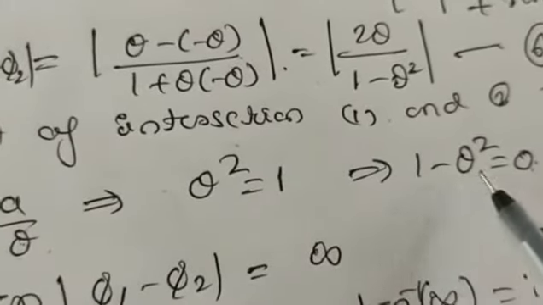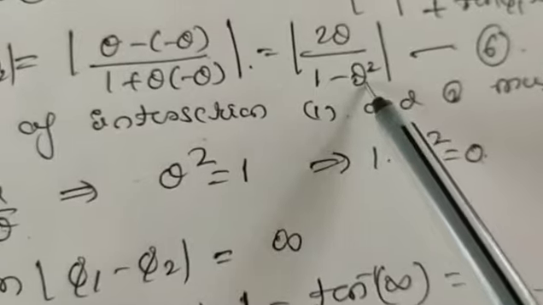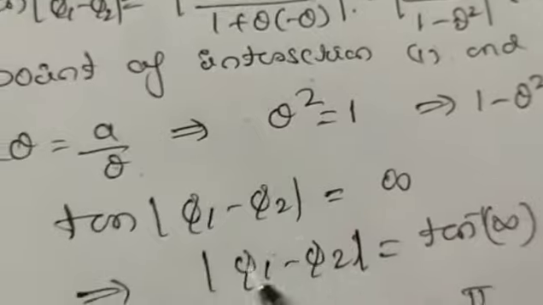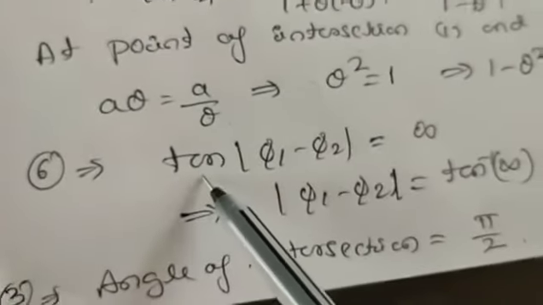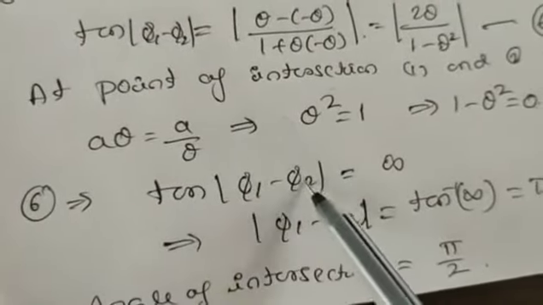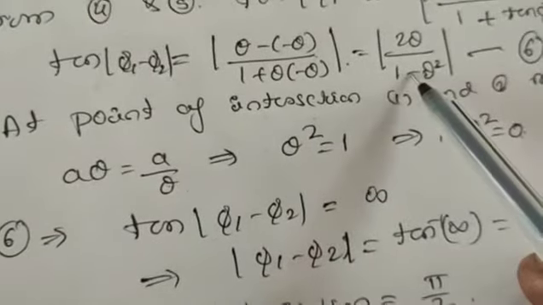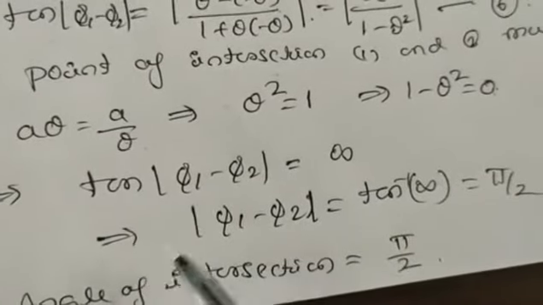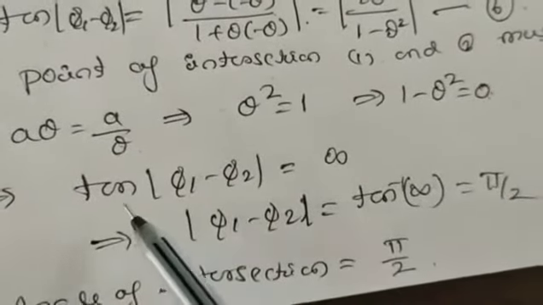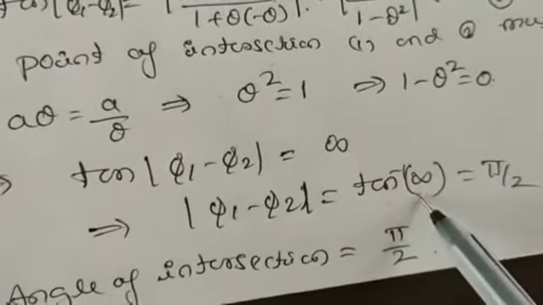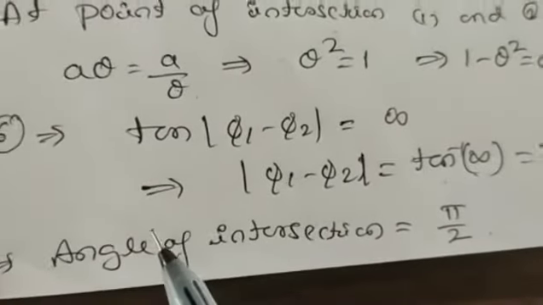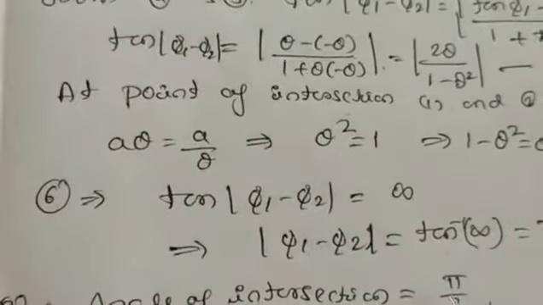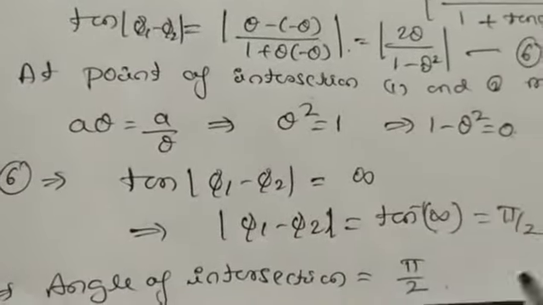So let us substitute 1 minus theta square equal to 0 in equation number 6. That is 2 theta divided by 0, and we know anything divided by 0 gives infinity. So equation 6 implies tan of mod phi 1 minus phi 2 equals infinity, because the denominator is 0. Then mod phi 1 minus phi 2 equals tan inverse of infinity, which is 90 degrees. Therefore the angle of intersection of the two curves is pi by 2.